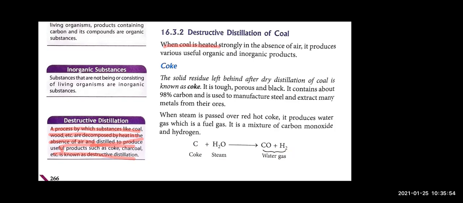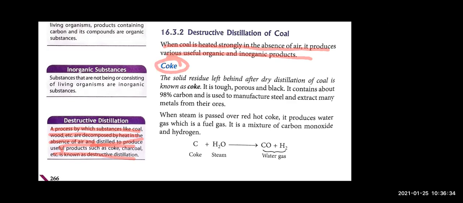So when coal is heated strongly, means at very high temperature in absence of air, means there is no oxygen. The chamber in which you are putting the coal and wood and burning it is a sealed chamber, right? No air can go inside. So that chamber has no oxygen. When you are burning in absence of oxygen, it produces organic and inorganic substances. Let's see which is the first substance it produces. First thing it produces is coke.